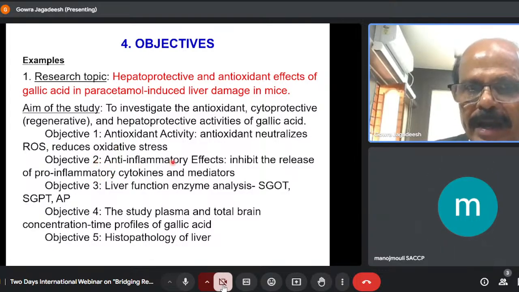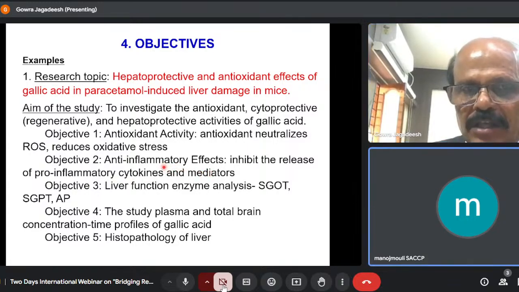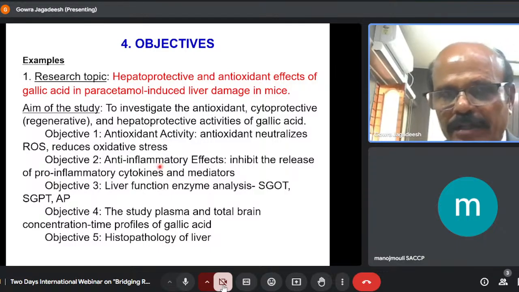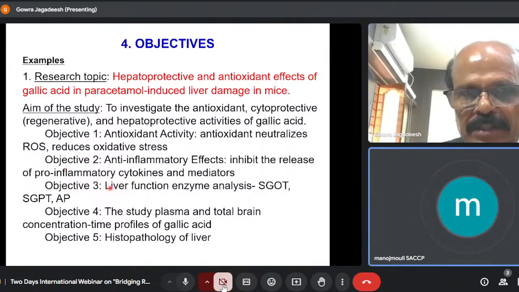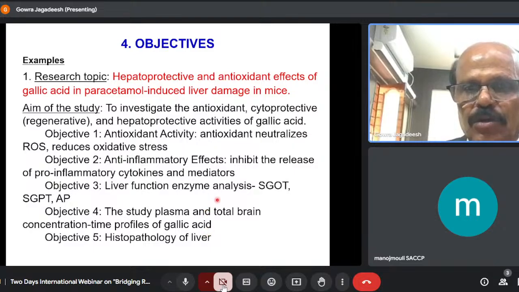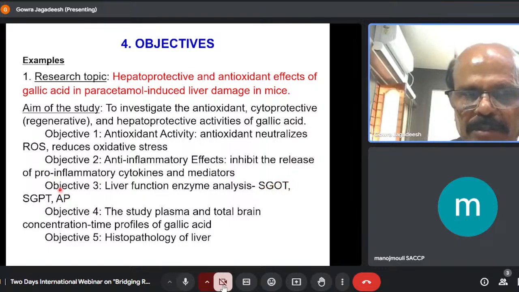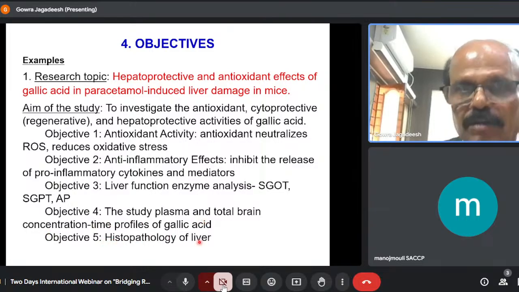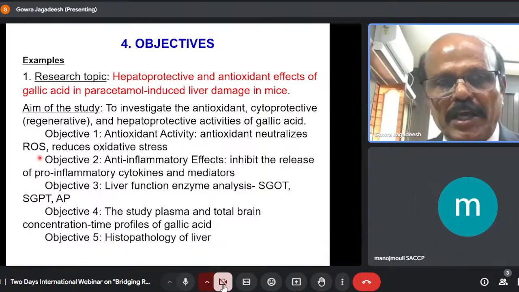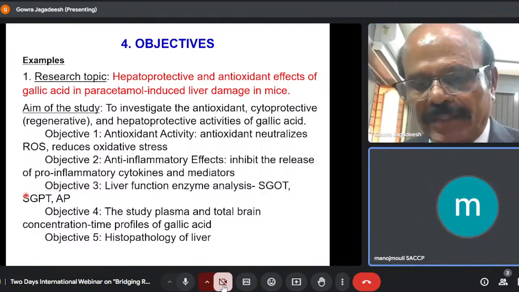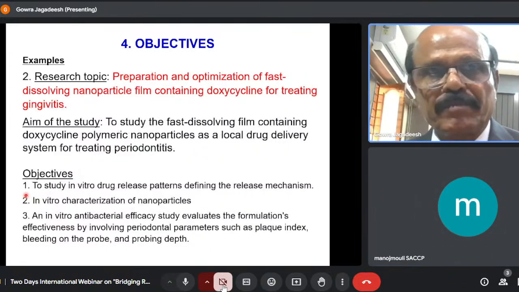Again, objective 2, anti-inflammatory effect: inhibit the release of pro-inflammatory cytokines and mediators. Again, you will come across several of them, like TNF alpha. You write the methodology for objective 2. Objective 3, any measurable parameters, liver function, because you said liver damage. So, for example, you will be doing SGOT, SGPT, alkaline phosphatase, all these things. Again, write down the methodology based upon this objective. Again, to study something about the tissue concentration of gallic acid, and histopathology of the liver, because you say damage. For the histopathology of the liver, how you conduct the study, write down the methodology. For each objective, there should be one or more methods. How do you accomplish this objective?